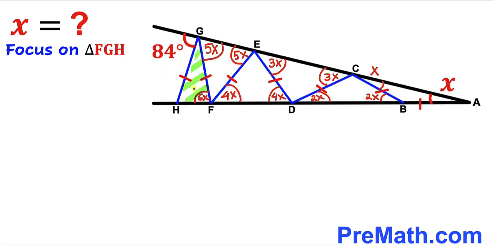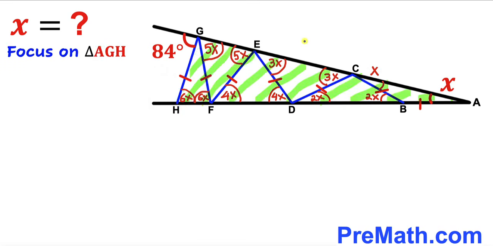Now we are going to focus on this triangle FGH. We can see that this is an isosceles triangle as well, since this side length equals this side length. So this angle has got to be congruent to this angle. If this angle is 6x, then this angle has got to be 6x as well. So this angle turns out to be 6x.